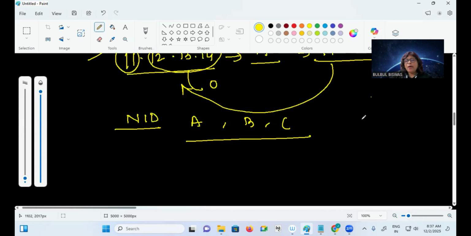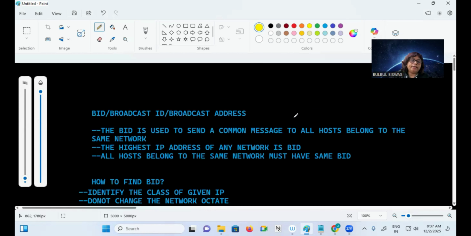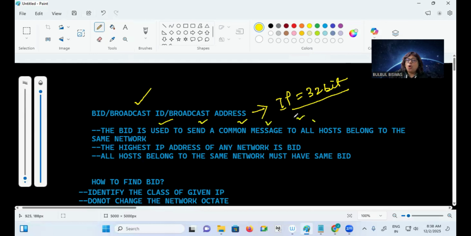Okay. Now another important thing is the broadcast ID. What is broadcast ID? Whenever a host needs to send a common message to all hosts in a network, at that moment we need a broadcast ID or broadcast address. And always remember it is also nothing but an IP address, and in IPv4 it is also a 32-bit address. Is it clear? So what is a broadcast address? It is a 32-bit address used to send a common message to all hosts belonging to the same network.